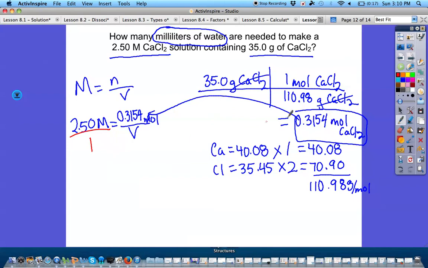So 2.50 over 1, and then 1 times there. So we're going to take 1 times 0.3154, which is going to give us 0.3154. And then V times 2.50, so this is going to be 2.50V. Divide by 2.50 on both sides in order to get V by itself. 2.50 cancels out. V equals 0.3154 divided by 2.50.